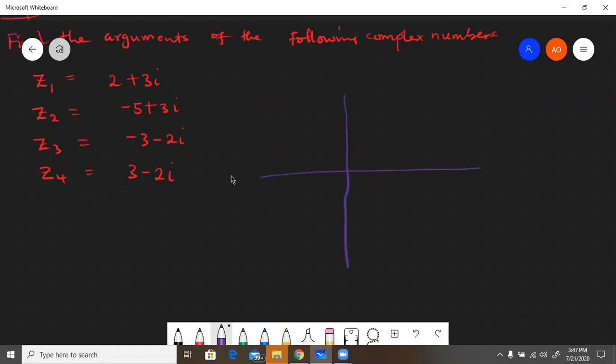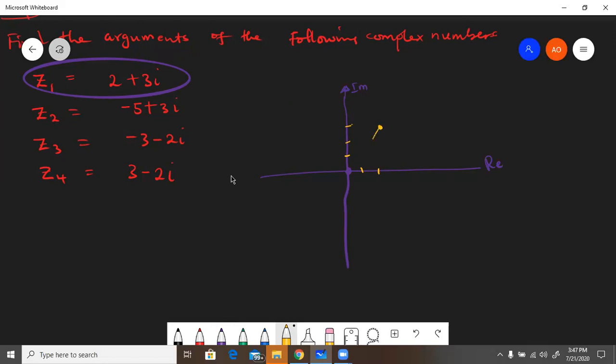This is the imaginary part. This is the real part. This is the origin. As you can see from this question, the real part is 2, meaning we are going to have 1, 2 on the real axis. And the imaginary part is 3, so 1, 2, 3 on the imaginary axis. So the meeting point of 3 and 2 will be here.